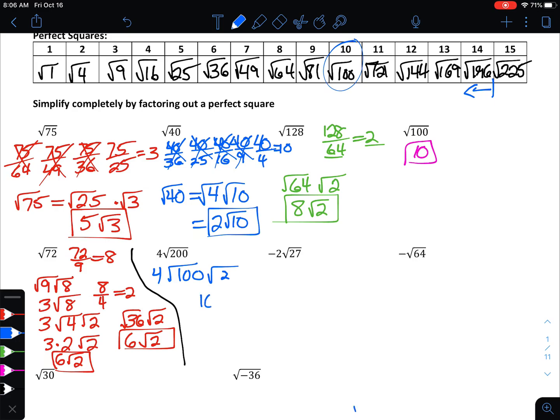Now, square root of 100 we know is 10. So this is going to become 4 multiplied by 10 multiplied by square root of 2. 4 multiplied by 10 is 40. Square root of 2 you leave alone. And here's your final answer.